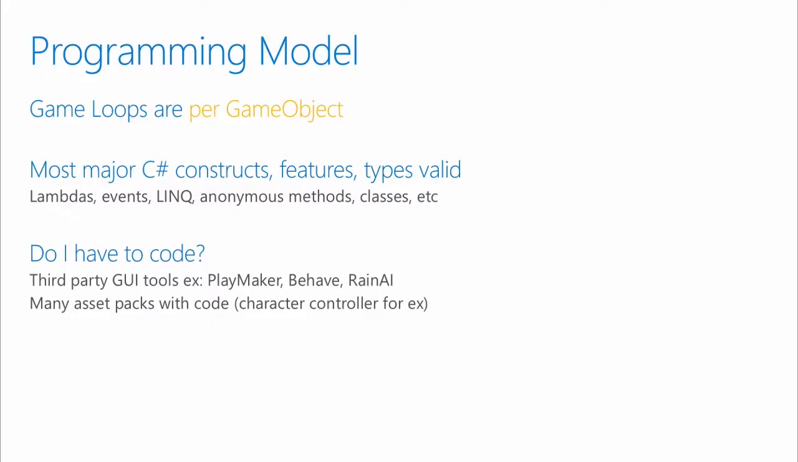Now, the last point I have on the slide is, do I have to code? There are third-party tools like Playmaker, which give you visual ways of writing code. They've essentially written the code for you, and you use visual nodes and set the properties on them. Those are some pretty cool tools. If you're not a coder, they're great to learn with. If you are a coder, they're great to prototype with. You can also view the code behind them as well. There are also many asset packs available from the asset store with code as well.